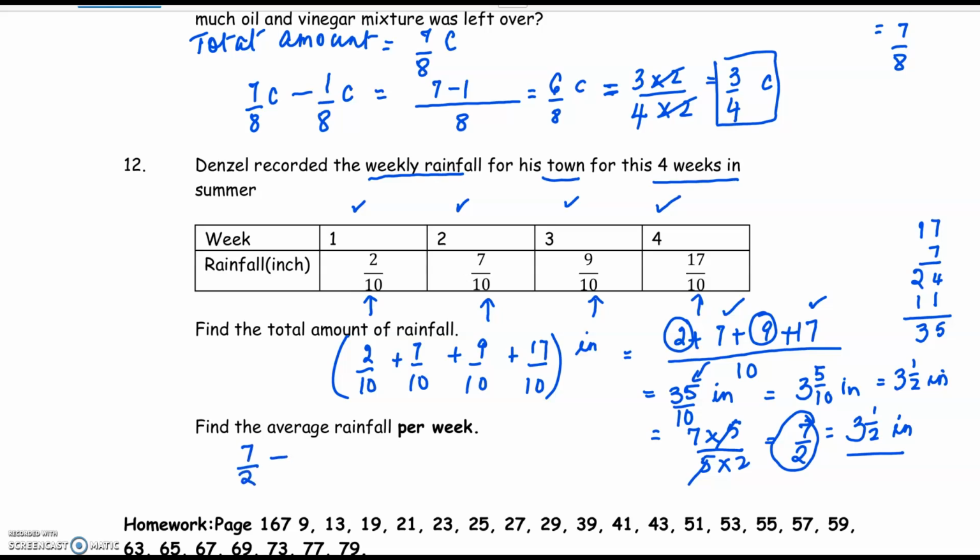That's the total. If we divide the total by the number of numbers, since we've collected data for 4 weeks, per week would be, so this is in inches, per, which is divided by week. So we get 7/2 divided by 4/1. And that's equal to 7/2 times 1/4 inches per week. So that's 7/8 inches per week.